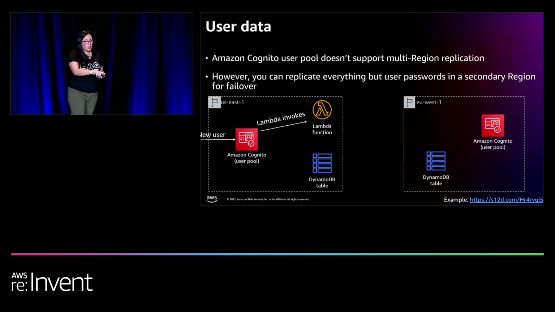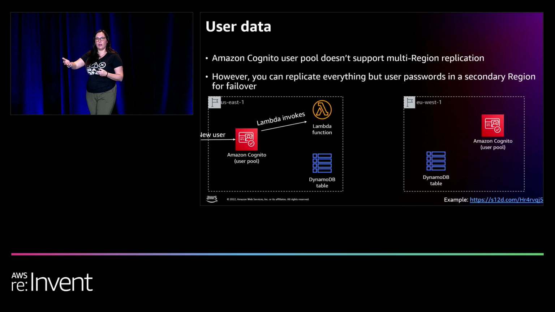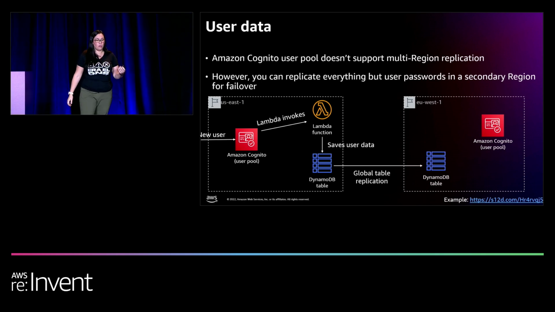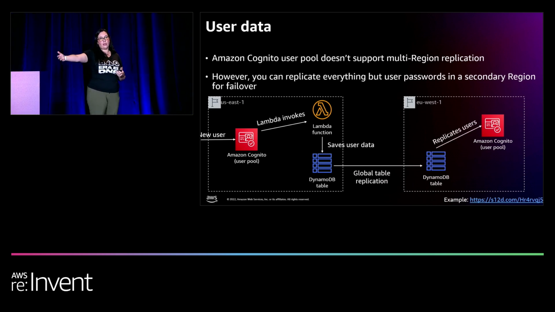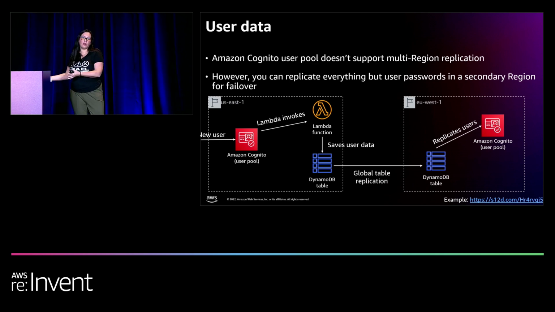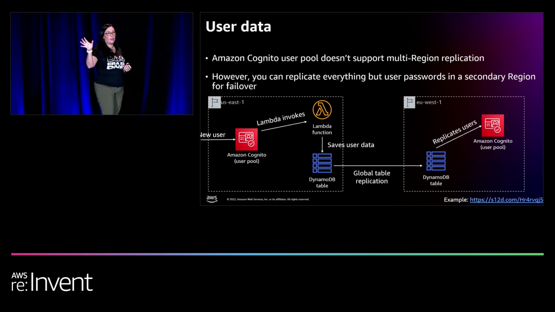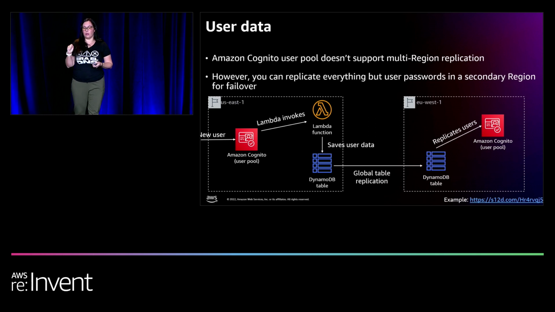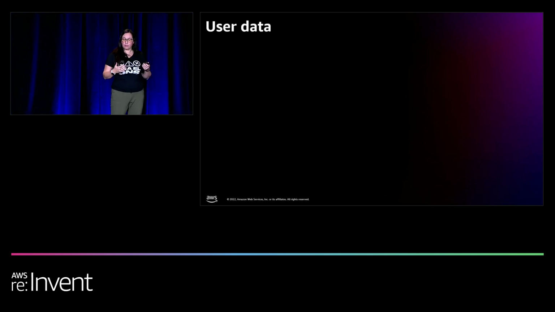So how do you do it? You use the triggers. When a new user is created, you can enable a trigger Lambda function that saves the data to Dynamo. That replicates automatically with global tables, and then you can populate a new user pool. In that way, your data is synchronized in another region, and if you ever need to fail over, you will have the data there, except the user passwords, so you will need to ask your users to create a new password. So it's a problem, but it's not that big of a deal.